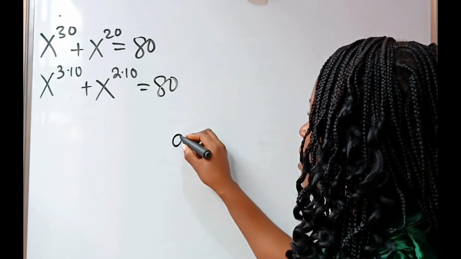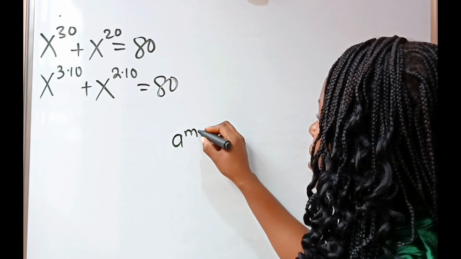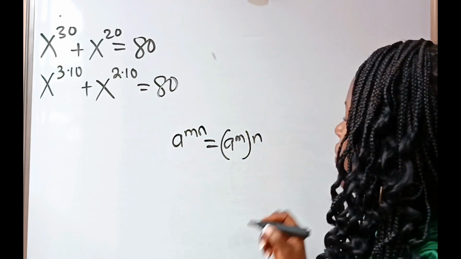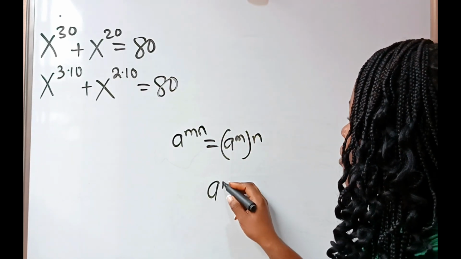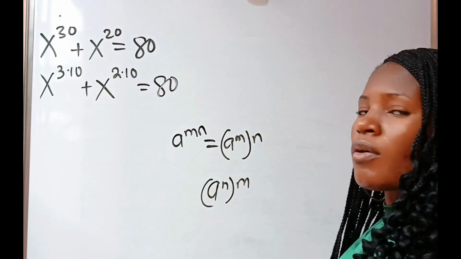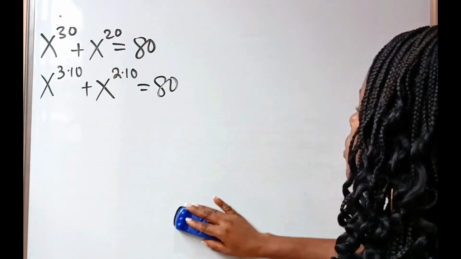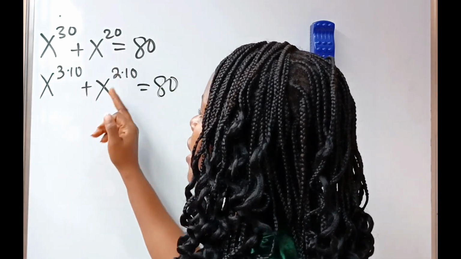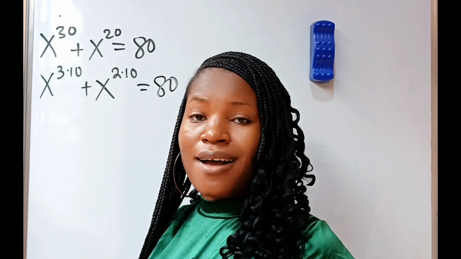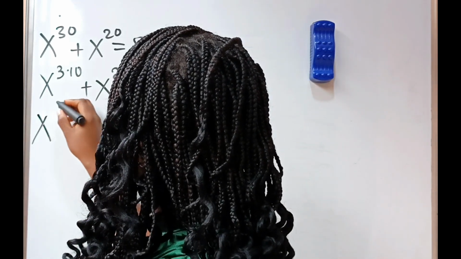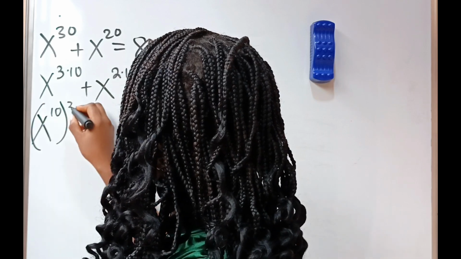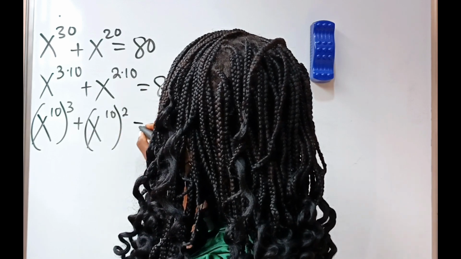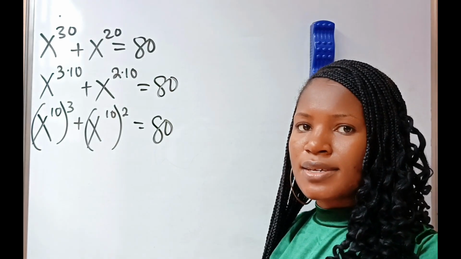Now when you have a to the power of m multiplied by n, is equal to a to the power of m to the power of n, or a to the power of n to the power of m. You can interchange both of them. So let's do that here. Let's bring 10 in and take 3 out, bring 10 in and take 2 out. Therefore we can write this as x to the power of 10 raised to the power of 3 plus x to the power of 10 raised to the power of 2 is equal to 80.